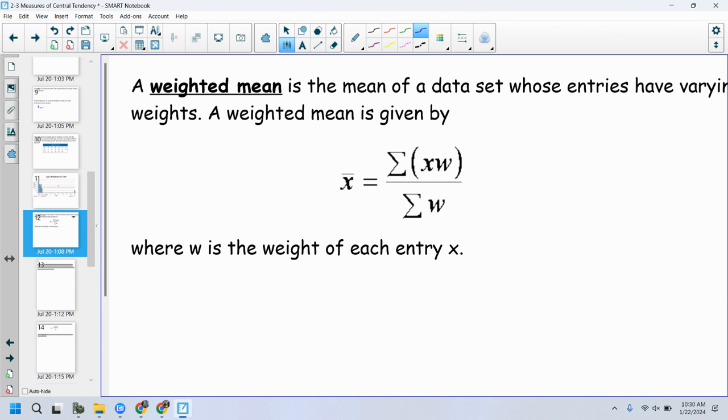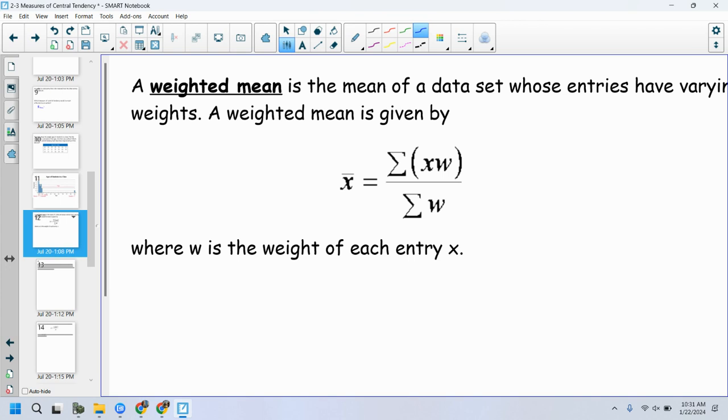You want to do formative, summative? That's a weighted mean. Are we finding average grade? Yeah, we're finding average grade, but the test's way more than the homeworks, right? That's a weighted mean, weighted average. A weighted mean is the mean of a data set whose entries vary in weights.